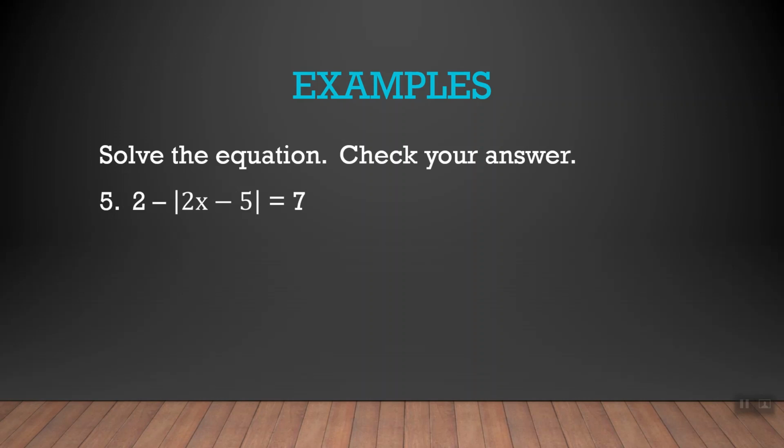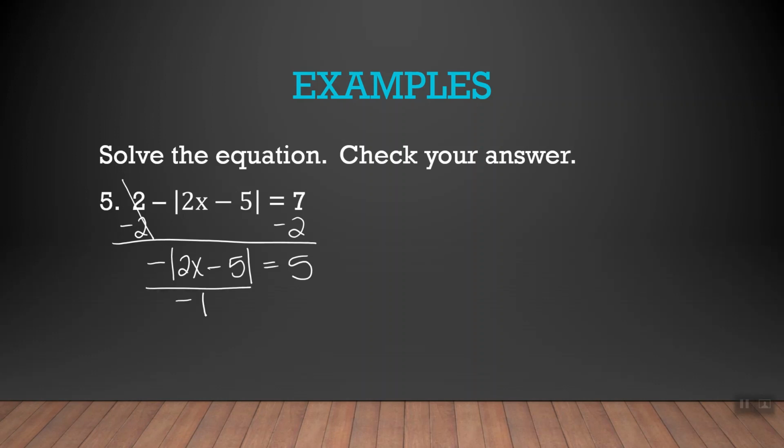Number 5, 2 minus the absolute value of 2x minus 5 equals 7. Again, we need to isolate the absolute value, so I'm going to start by subtracting 2 from both sides. You're just kind of treating the absolute value like a variable. So now I have the opposite, or negative, absolute value of 2x minus 5 equals 5. I do need to get rid of that negative. Remember, that's like having a -1 out in front, so I can multiply or divide both sides by -1 to get those to cancel. And now I have the absolute value of 2x minus 5 equals -5.